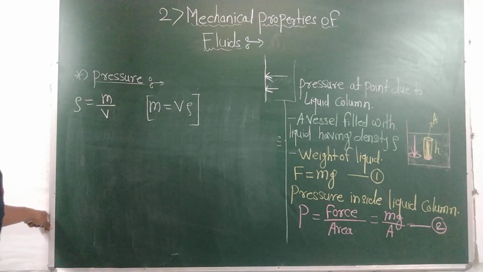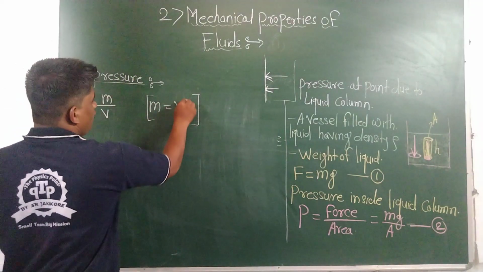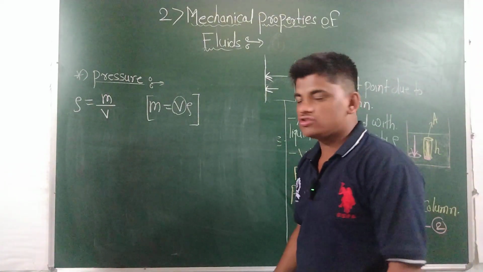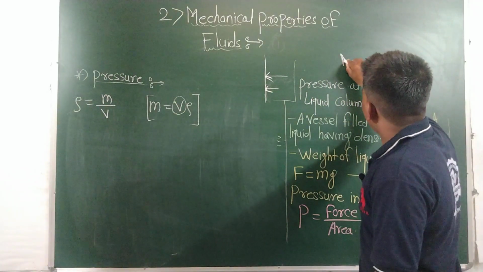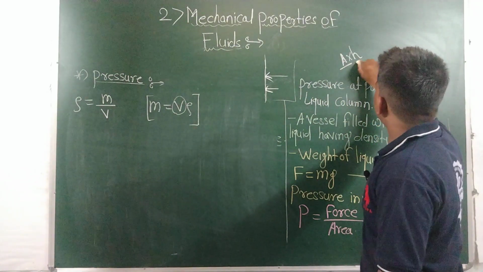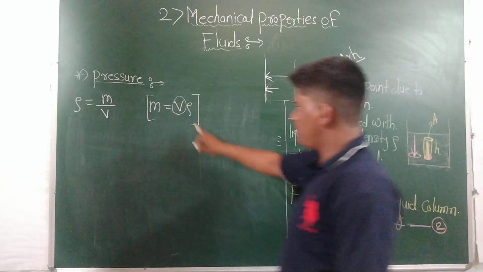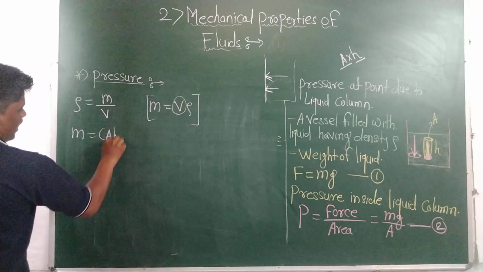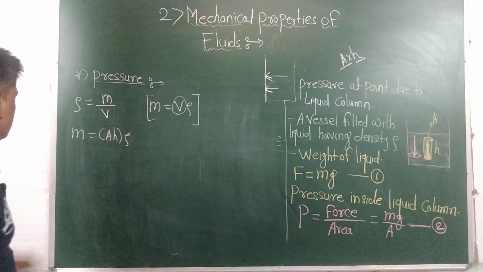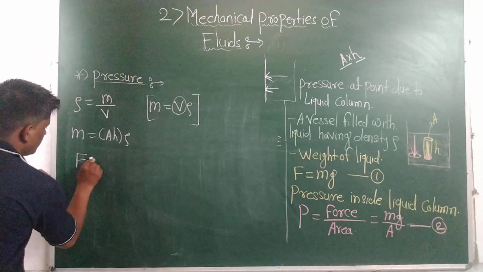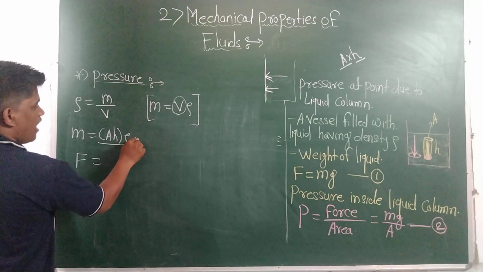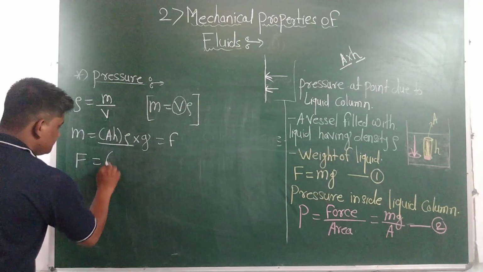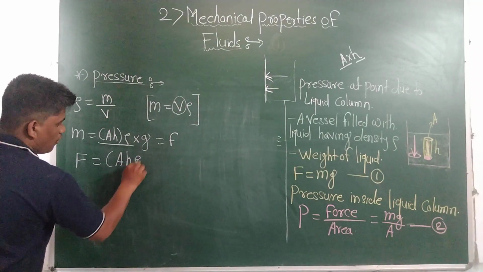Then we know the volume of this liquid column, the volume of the cylinder, is equal to cross-sectional area into height, that is A into H. So M is equal to A into H into rho. Then force F is equal to M into G. I will multiply this equation with G. This is equal to force. Am I right? Yes. Then A H rho into G.